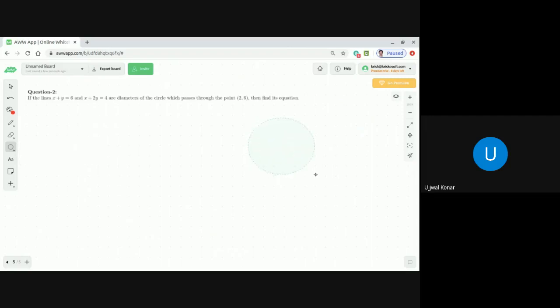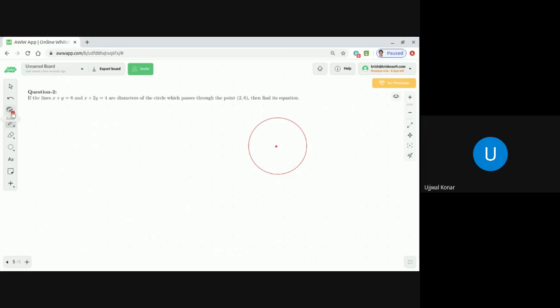Suppose this is a circle, and suppose this is the center of the circle. There are two lines. If the lines x plus y equal to 6 and x plus 2y equal to 4 are the diameters of the circle, we know the diameters of the circle intersect at where? They intersect at the center of the circle.